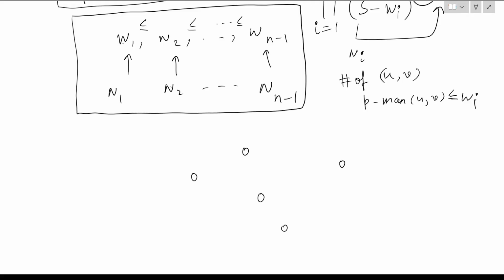Now, all ni really means is if I look at the graph, or the instant of the graph, when only the first i edges were introduced. So I only had w1, w2, all the way till wi at the time. Then u and v were connected. That is simply this new definition of n prime i. The number of u comma v such that p max of u comma v is at most wi is simply the number of connected pairs of vertices that were there at this point in time.